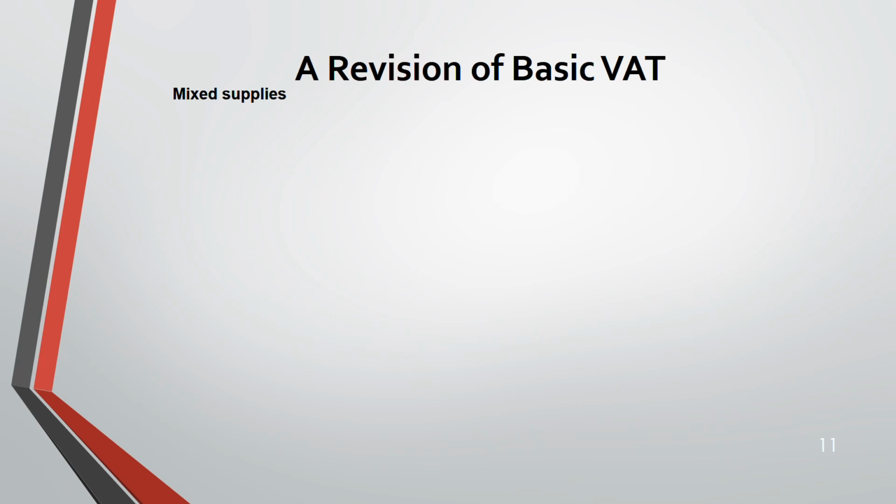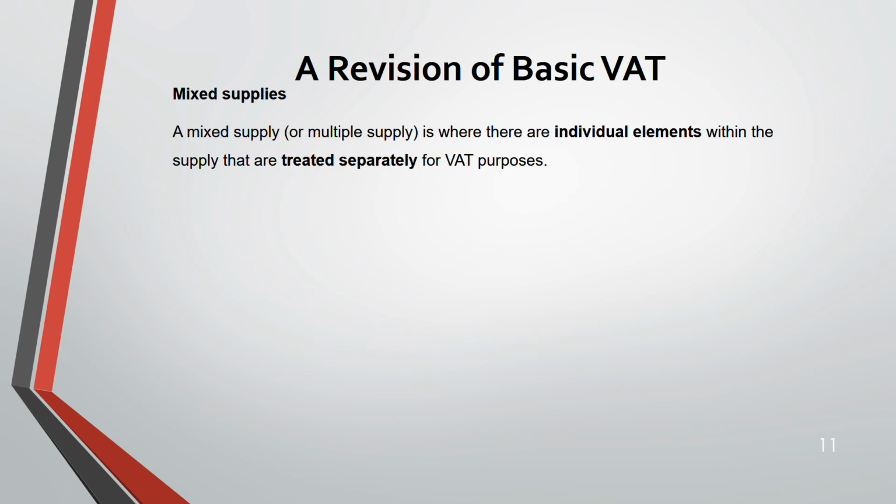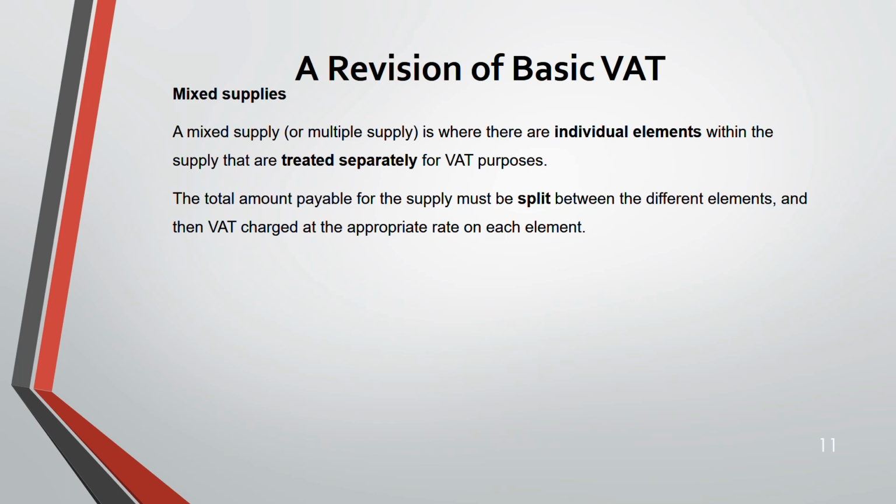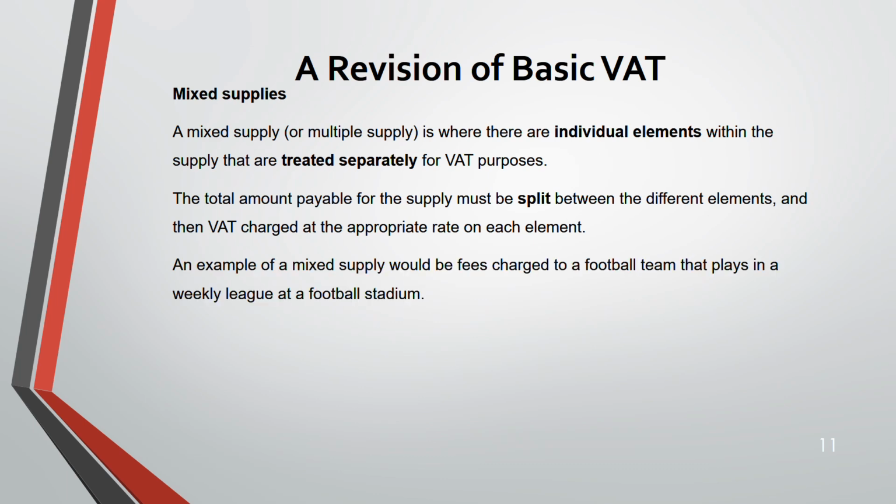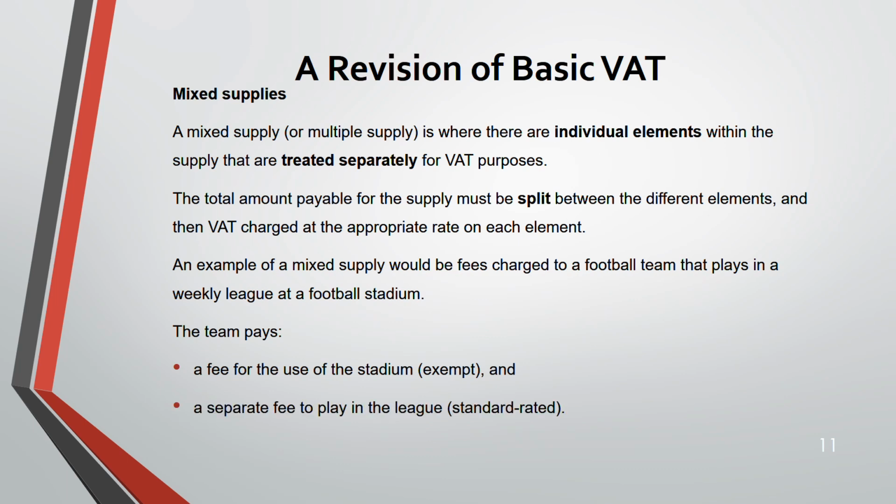Now, mixed supplies. Mixed supply is where there are individual elements within the supply that are treated separately for VAT purposes. So you have to split these different elements and charge the VAT at the appropriate rate on each element. An example of mixed supply would be fees charged to a football team that plays in a weekly league at a football stadium. Remember, the fee for the use of the stadium is exempt, but there's a separate fee to play in the league that is standard rated.